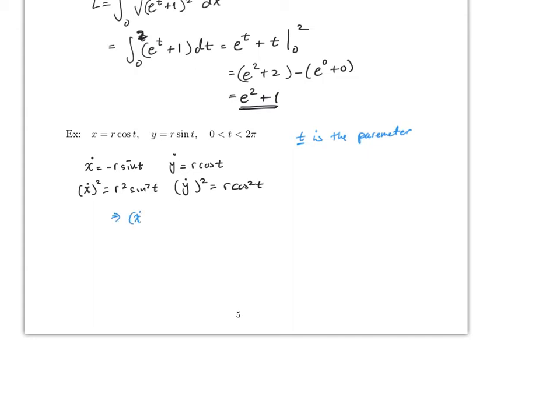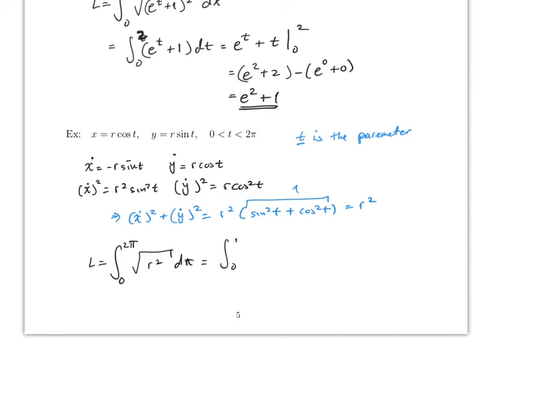So therefore, x dot squared plus y dot squared is going to be r squared, and then you can factor the sine squared and the cosine squared, which we know is equal to 1. So this is just r squared. So therefore, the arc length is going to be the integral from 0 to 2 pi of the square root of r squared dt, which obviously is just the integral from 0 to 2 pi of r dt.